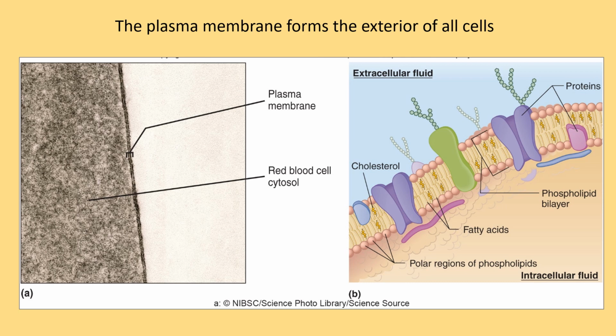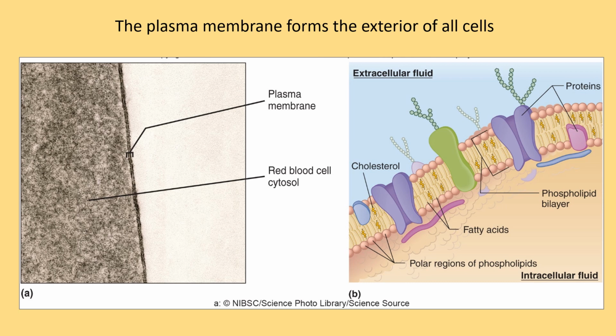And then in the artwork on the right, this is a representation of the basic structure of the plasma membrane, where a good starting place is to identify extracellular fluid. And in this representation, that's at the top in blue, and intracellular fluid, and it's sort of in that tannish color. And the plasma membrane separates the two.